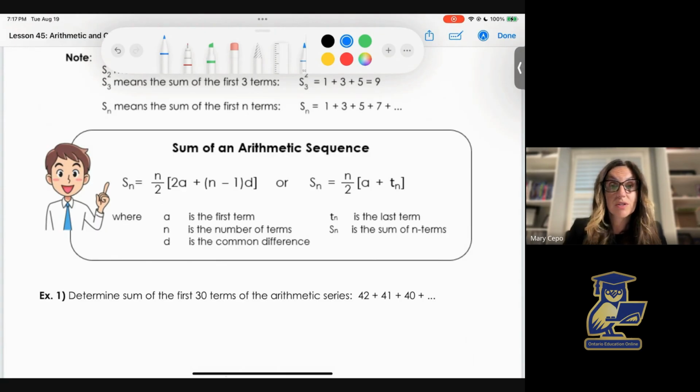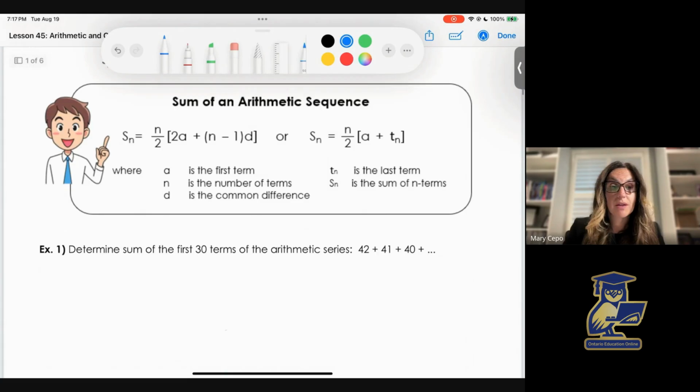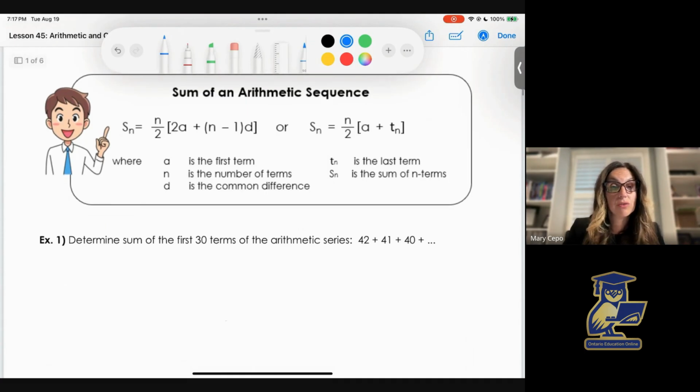So there is a formula that we use to come up with the sum of an arithmetic sequence. And this formula goes as such. S subscript n is equal to n over 2, so divided by 2, times bracket 2 times a plus n minus 1 times d, where n is the term number, a is always that first term, and d is that common difference.